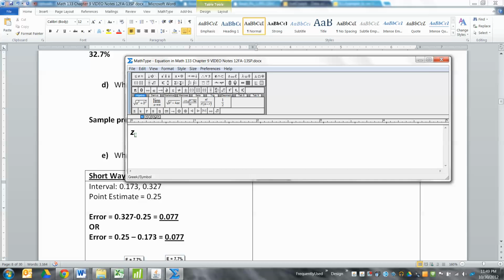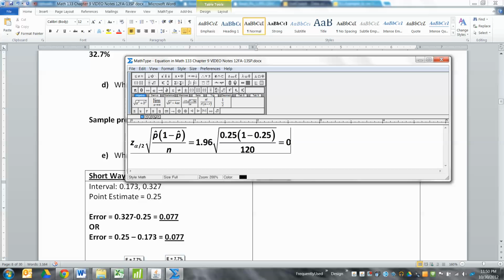It's z alpha over 2 times the big square root of p hat times 1 minus p hat, all over n, like this. Well, we learned that that was 1.96 times the square root, and then p hat we know is 0.25 times 1 minus 0.25, divided by n, which was 120. You could sit there and do it longhand with a calculator, in which case you're going to come up with the same thing as we did before, 0.077.